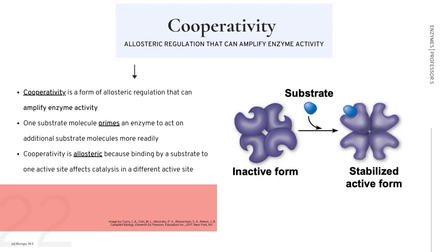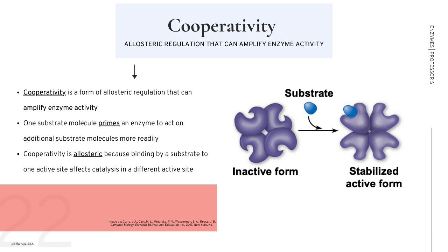Cooperativity is another form of allosteric regulation, and this can amplify enzyme activity. In cooperativity, one substrate molecule primes an enzyme to act on additional substrate molecules more readily.